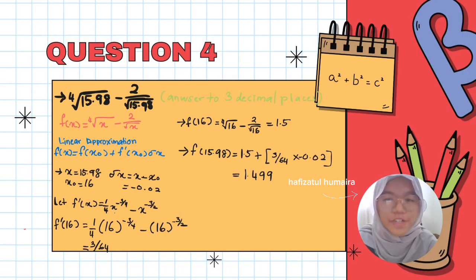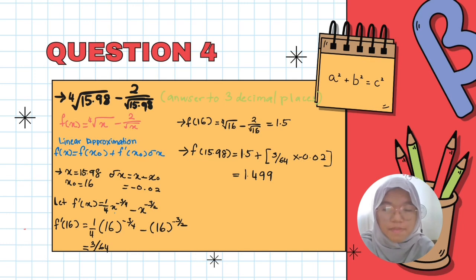Okay, for question 4, the fourth root of 15.98 minus 2 over square root of 15.98. Find the answer correct to 3 decimal places, f(x) equals fourth root of x minus 2 over square root of x. So we use linear approximation. f(x) is approximately f(x naught) plus f prime of x naught multiplied by delta x. So x equals 15.98, x naught equals 16, so delta x will be negative 0.02.